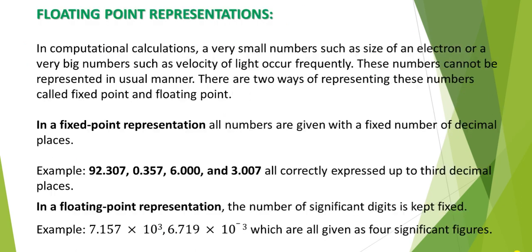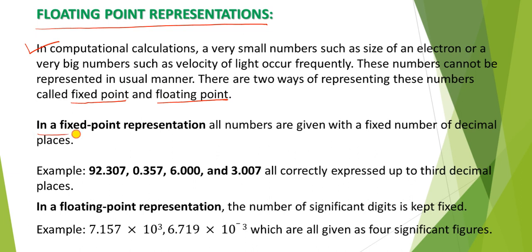Now the next topic is floating point representation. In computational calculations, a very small number such as the size of an electron, or a very big number such as the velocity of light, occurs frequently. These numbers cannot be represented in the usual manner. So to represent such types of numbers, we use the fixed point representation or the floating point representation of that number.